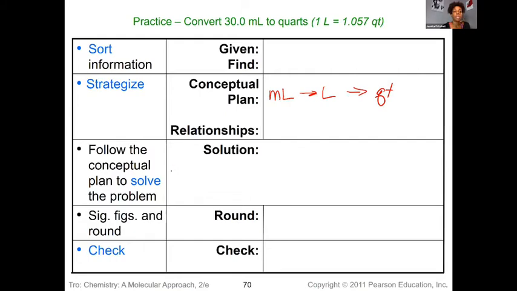So we would place 30 milliliters. I then would put my milliliters on the bottom, liters on the top. I want to get rid of those milliliters and leave liters. I then set up another step, liters on the bottom, quarts on the top.